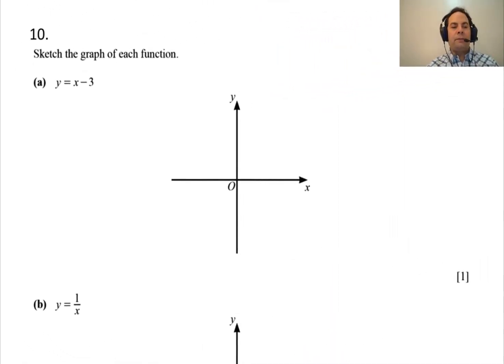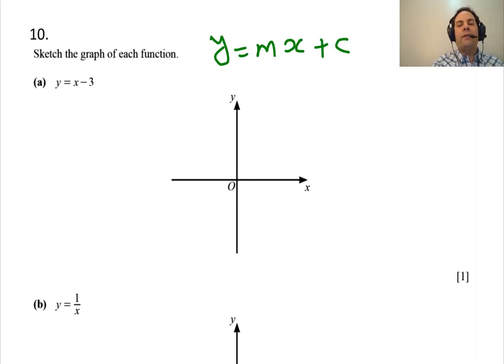Question number 10. Sketch the graph of each function. It's very important to recognize the general graph of each function. In part A, y equals x minus 3, it's clear this is the equation of a straight line, which you memorize: y equals mx plus c, whereas m represents the gradient and c the y-intercept. So to represent the straight line graphically, it's better to start with the y-intercept. The y-intercept given is -3.